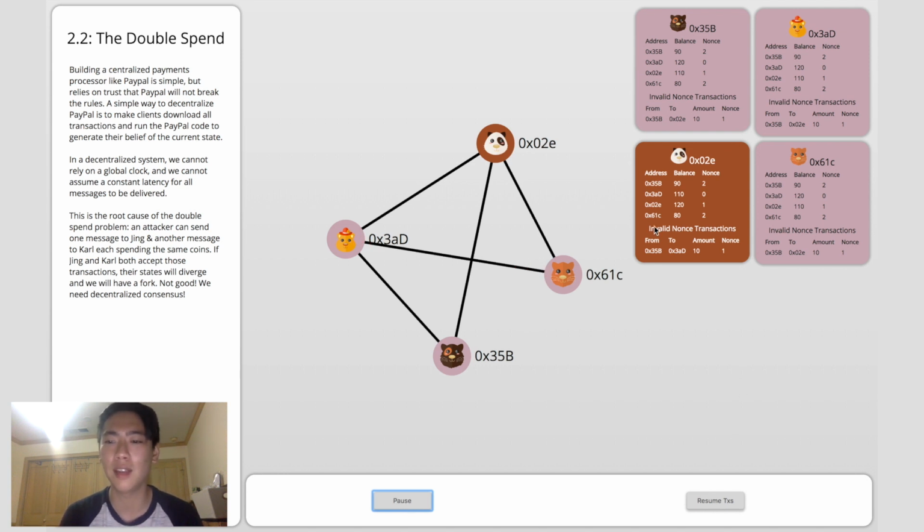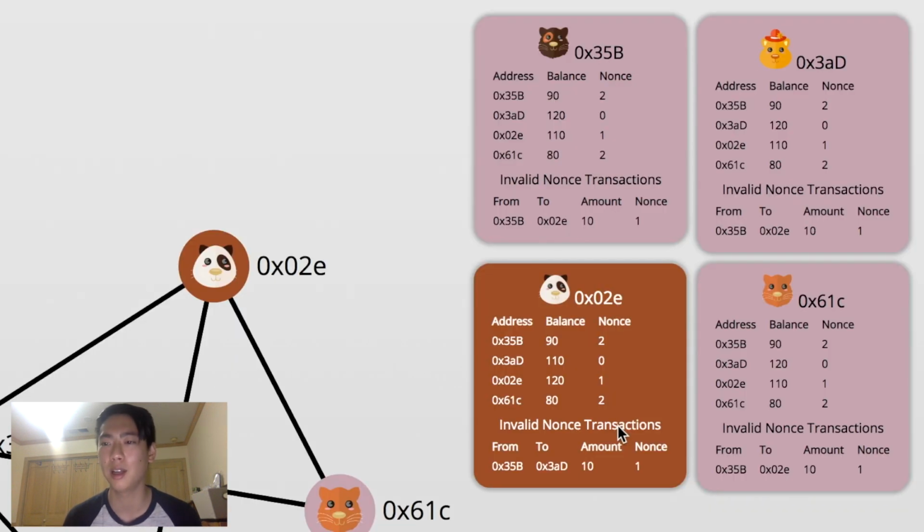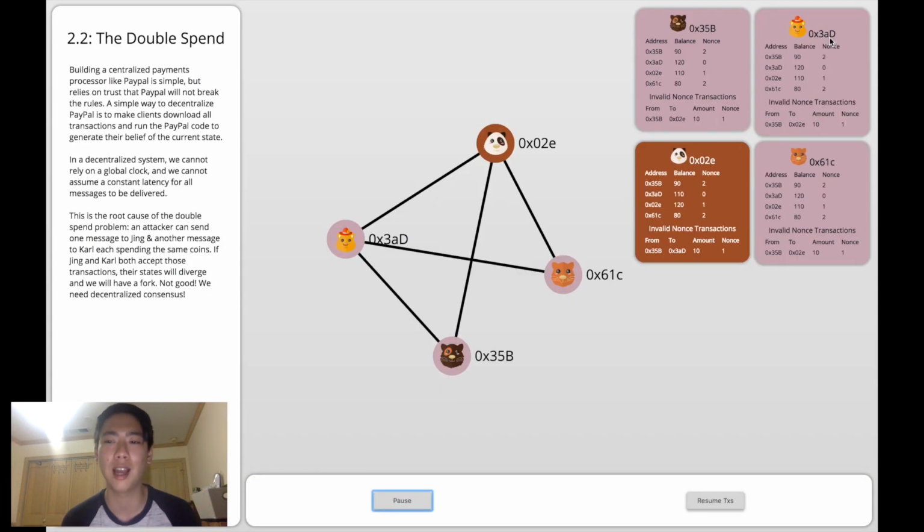And we can look at these invalid nonce transactions, which are just transactions that have been rejected because the nonce wasn't correct, and see that Bob, Alice, and Carl all rejected this transaction that was sending money to Jing, and Jing rejected the transaction that was sending money to Alice. So because Jing applied a transaction that no one else did, and everyone else applied a transaction that Jing did not apply, now we will never agree on the state, and we will never have consensus.